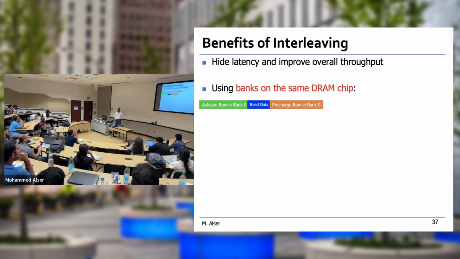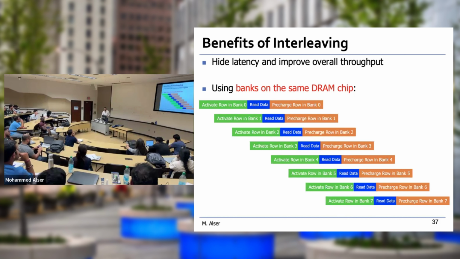You activate a row in a bank, you read the data, and then you pre-charge that row, right? Now you cannot access any other bank. You access that chip, that bank. Now you move in the next clock cycle with the next bank, next clock cycle with the next bank, and you can see that we overlap the cost. It's not really serialized because we activate, then you can activate another bank and so on.